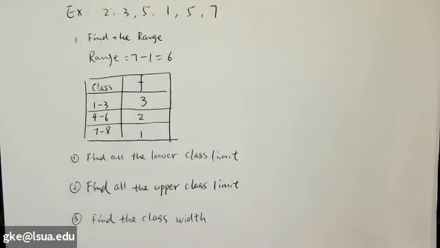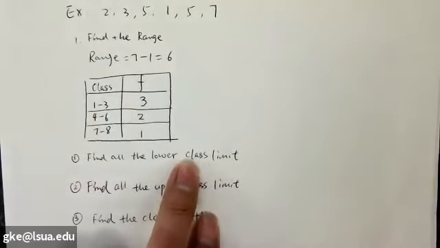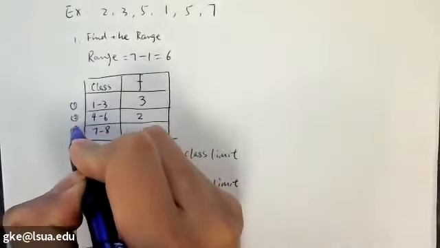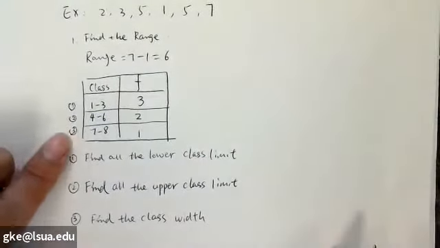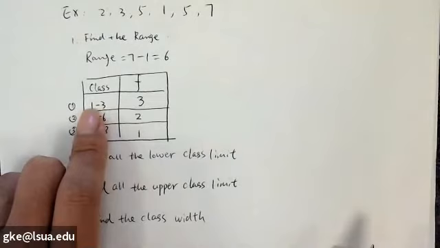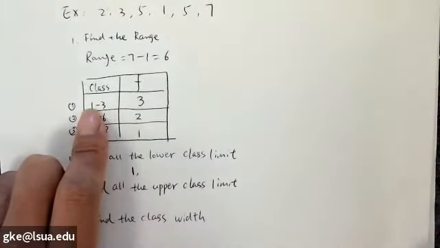When you go back home, you read the notes, maybe. That's good. Now I'm going to finish this problem. It should be very easy. So I said lower class limit. It's about class. So we should go to the class. We have 3 classes. For the first class, from 1 to 3, the lower class limit is going to be 1, right? Agree?